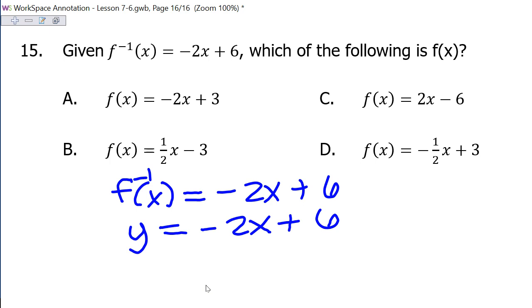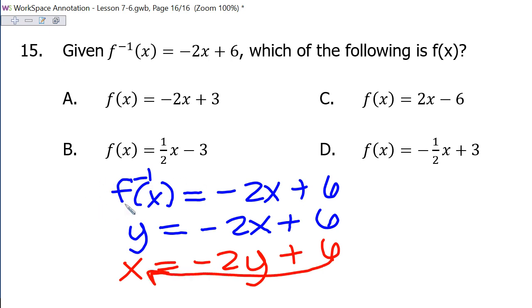But what happened to get that inverse equation? They switched the x and y. So if I want the original equation, what will I have to do? Change it back. So the y changes to x, and the x changes to y. What do we do next? Move the 6 to the other side, and what happens to that 6? It becomes -6 equals -2y. Make sure you bring down the negative with the 2y.